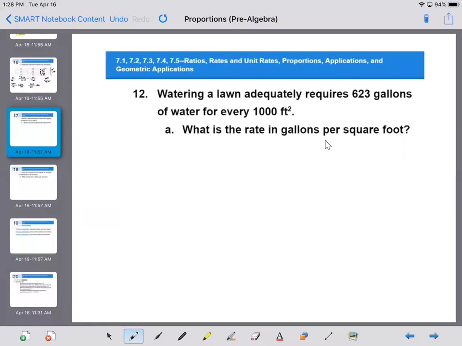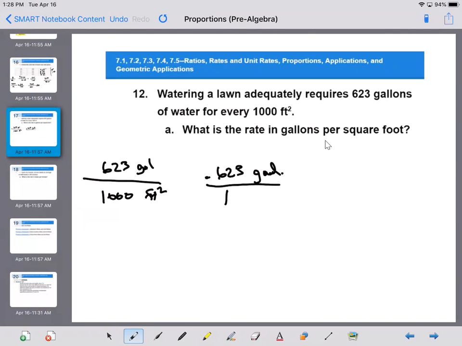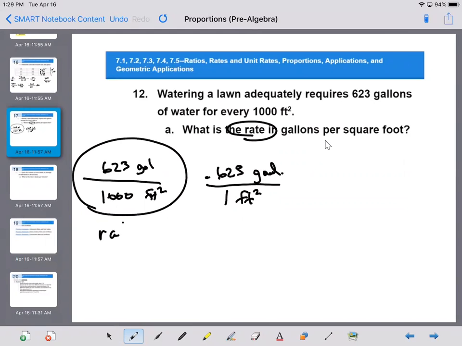If watering a lawn adequately requires 623 gallons for every 1,000 square feet, you do that division, and you're going to get 623 thousandths gallons per 1 square foot. So it's wanting the rate in gallons per square foot. So here we have a rate, and you simplified it to the unit rate.